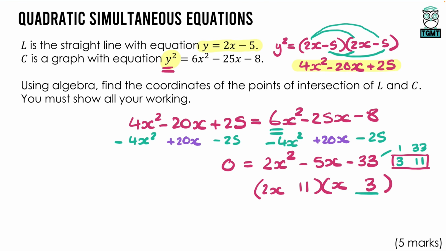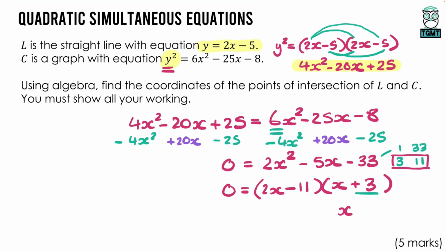I want to make -5, so I want -11, add 6. So plus 3 there, because that's going to double into 6 when it's multiplied by that 2x. So there is my factorised quadratic. It's still equal to 0, so we should leave that. And that gives me two solutions.